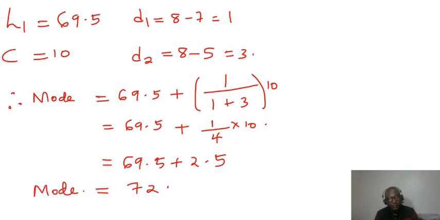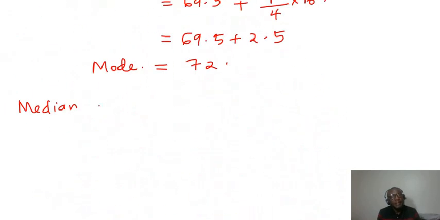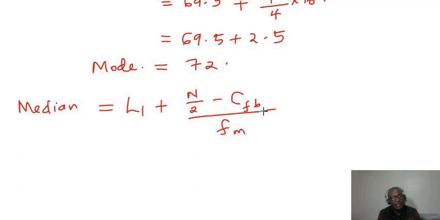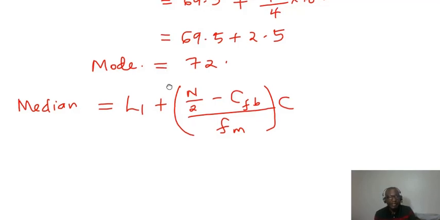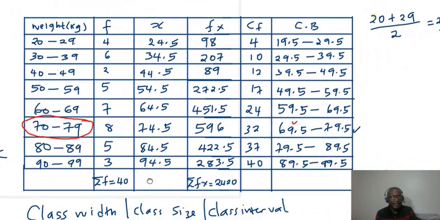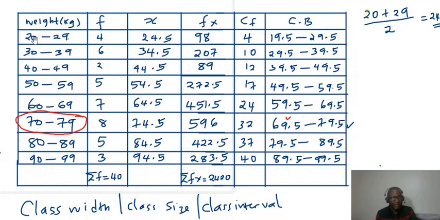Next, we need to compute the median. Median is equal to L1 plus N all over 2 minus cumulative frequency before, over the frequency of the median class, times the class width. Now, the median is the value in the middle of the distribution when that distribution has been arranged in either ascending or descending order. For now, we can see that our data here is arranged in ascending order, from the smaller class to the bigger class.